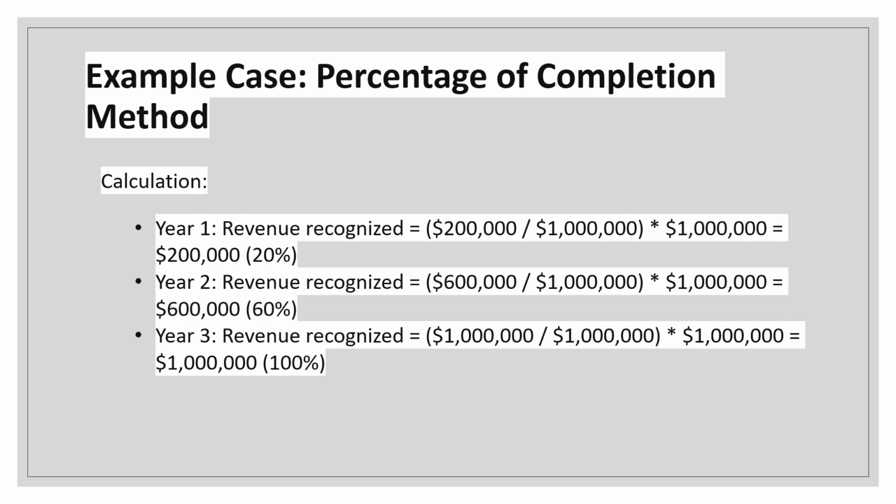For the calculation, year 1, revenue recognized would be just $200,000. So $200,000 divided by $1 million is just 20%. Year 2, there was revenue recognized of $400,000 plus $200,000, which is $600,000. So by year 2, 60% is complete. And last year, a total of $1 million is recognized, which makes it 100%. As a recommendation, use the percentage of completion method to recognize revenue and expenses over the life of the contract.